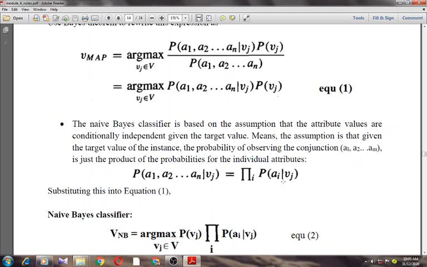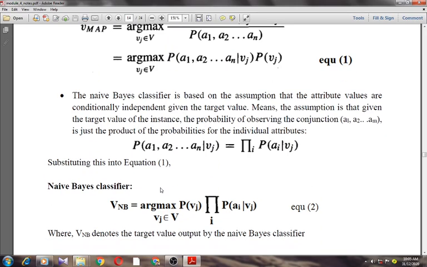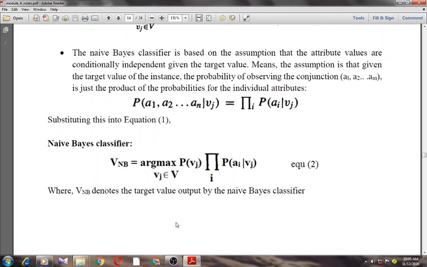So substituting this in this particular equation, we have the approach used by the Naive Bayes classifier. Our Naive Bayes classifier is finally given as V_NB equal to argmax P(Vj) product over i of P(Ai | Vj), where Vj belongs to capital V. Here V_NB denotes the target value output by the Naive Bayes classifier.